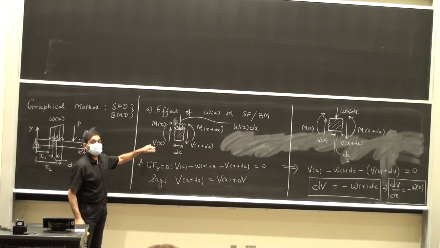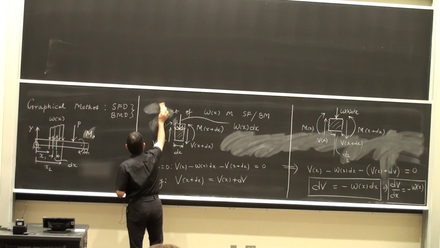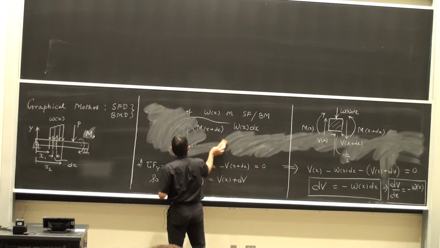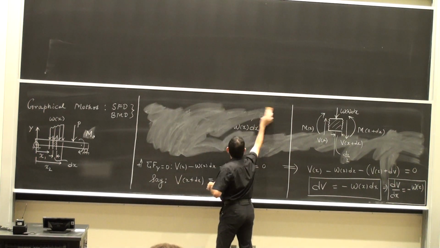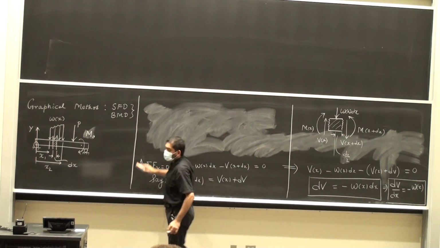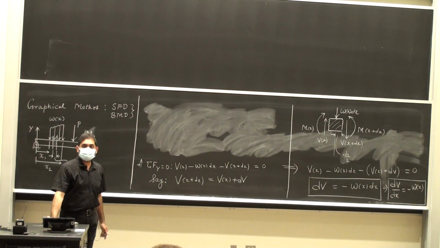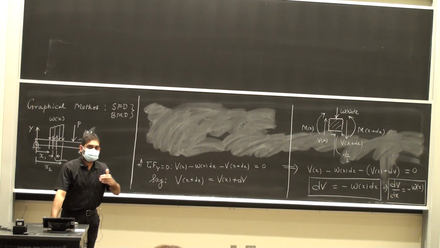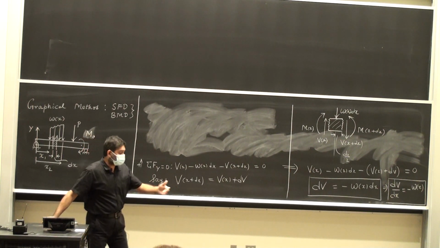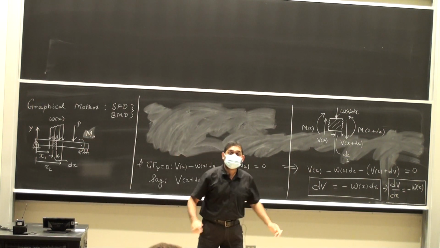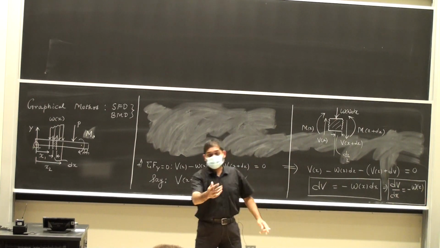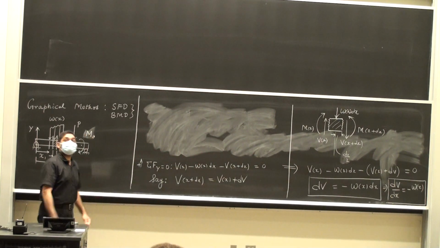I'm going to take off this figure here. What's dV by dx? The change in shear force with respect to the distance. What do you call it in geometry? Slope. The slope. Fantastic. It's a slope of the shear force diagram.